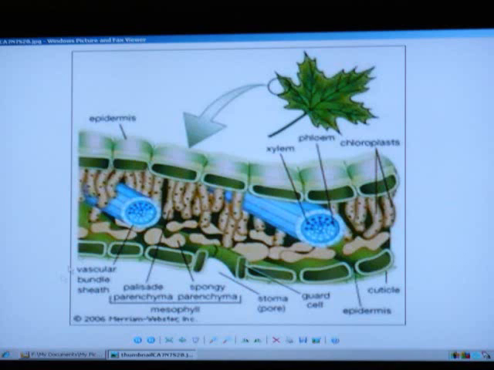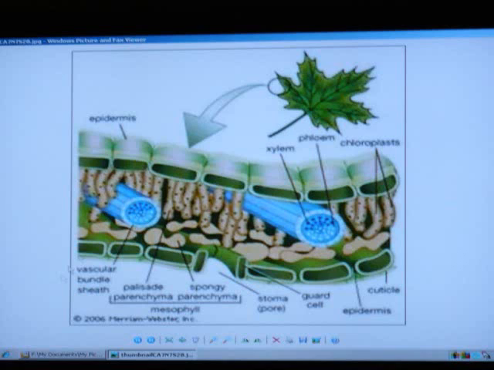All right. This is a maple leaf. Actually, that one there is a silver maple, but that's beside the point. I want to show you the same thing. It's hard to see, but there's a waxy covering on top of this, which is not labeled. These cells on top, it says epidermis, that's the upper epidermis. These cells are the lower epidermis.